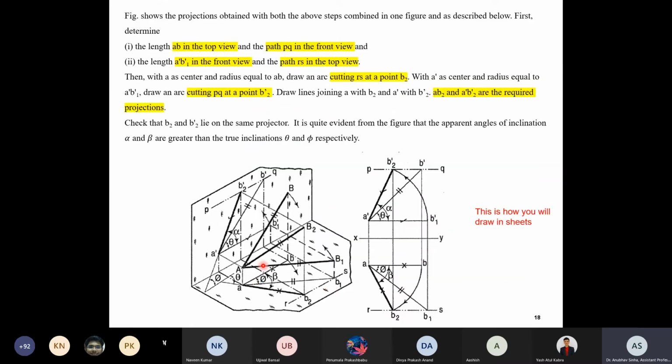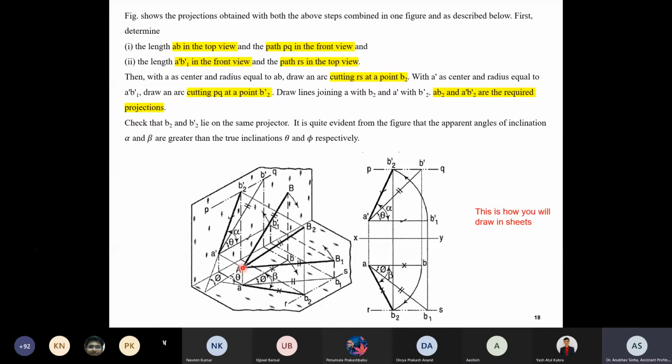Let us now look at what exactly you are going to draw in your sheet. So in your sheet, you will be given, let us say, some line AB. A is starting at some distance, let us say this distance is given. This is at some distance from the vertical plane, some distance from the horizontal plane. It is inclined at an angle, let us say theta is 30 degrees, this is 40 degrees. Angles will be given and the location of A or B will be given to you.